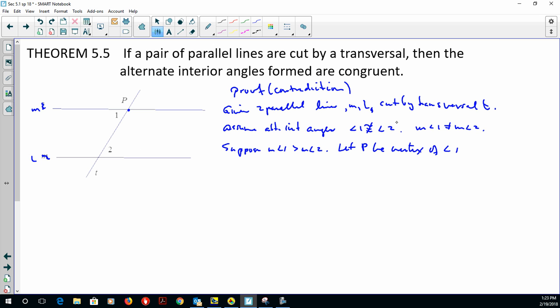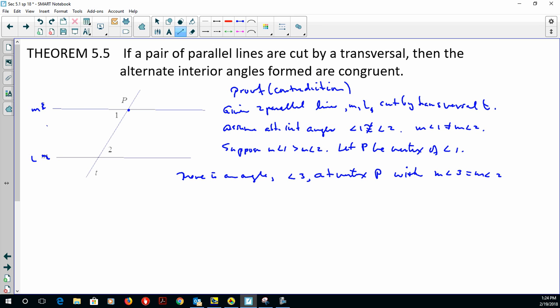Now, there is an angle, angle 3, at vertex P with the measure of angle 3 equal to the measure of angle 2. Now, this is going to look funny because I'm trying to draw an impossible situation, so of course it looks funny. But angle 3 will be an angle here, so that angle 3 and angle 2 are congruent.